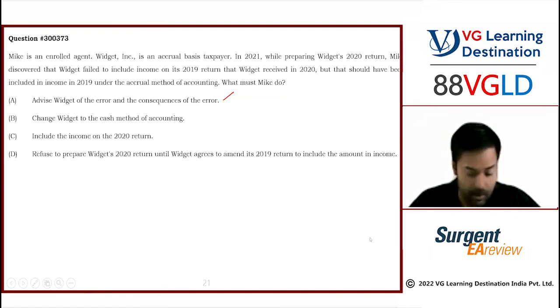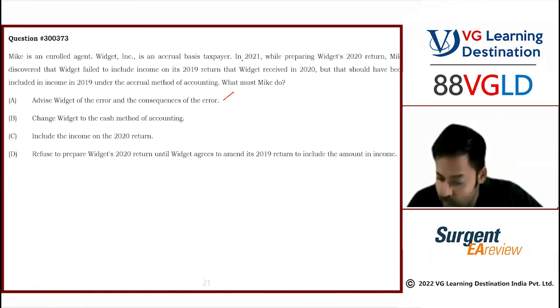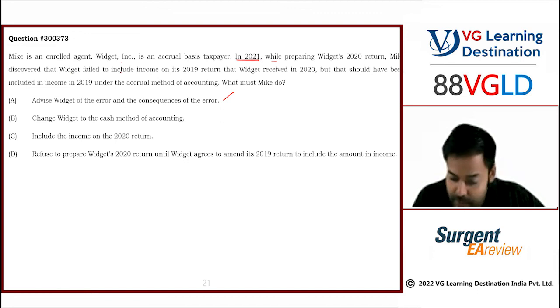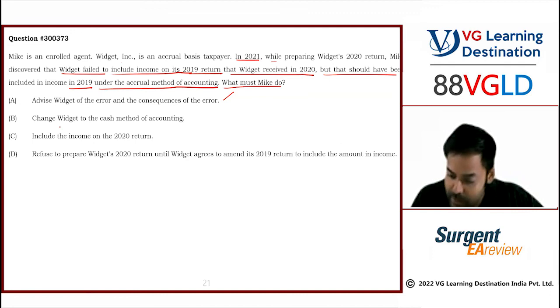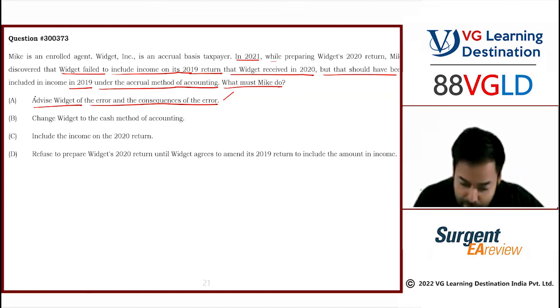Mike is an EA. Widget Inc. is an accrual basis taxpayer. In 2021, while preparing the widget's tax return, Mike discovered that the widget failed to include income in the 2019 return, which was received in 2020 but should have been included in the income in 2019 under the accrual method of accounting. What must Mike do? Advise the widget of the error and the consequences of the error. Absolutely.